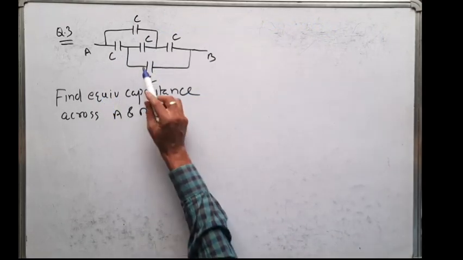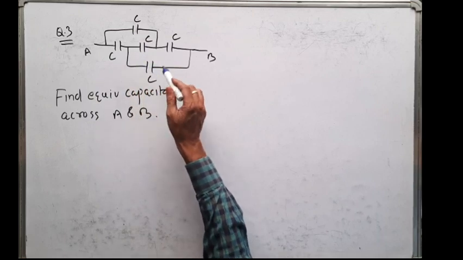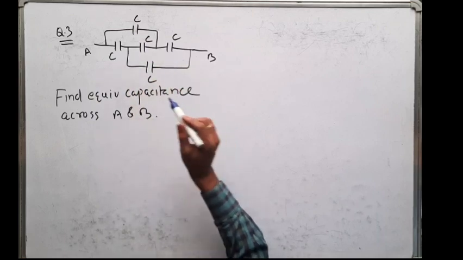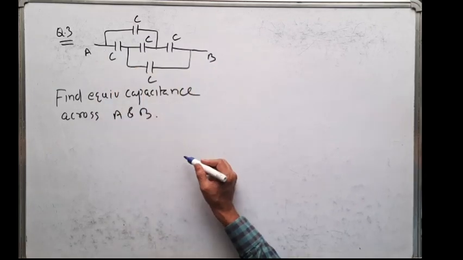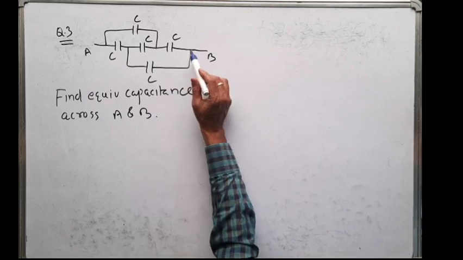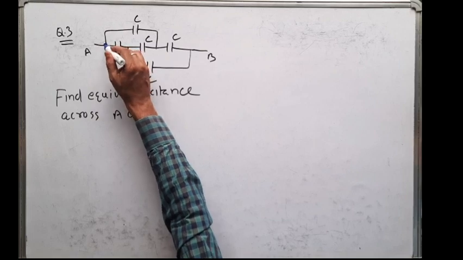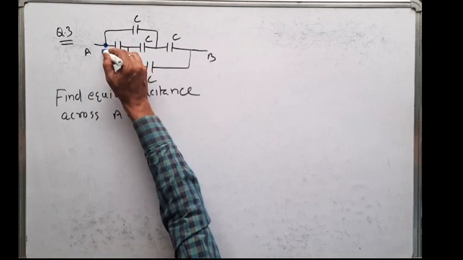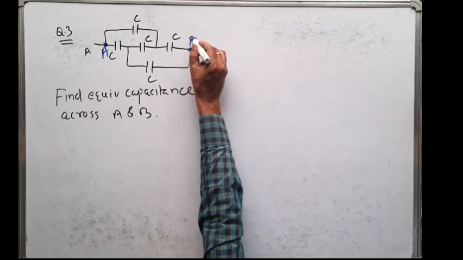Now see, this is another arrangement of the capacitors. There are 5 capacitors connected in this manner. So you have to find the equivalent capacitance across A and B. What you will do, every time, is take some variable name for the junction. You see, this is a junction. So what is this point? If this point is A, this point is also A. And if this point is B, this point is B.